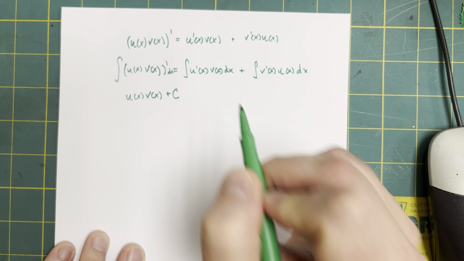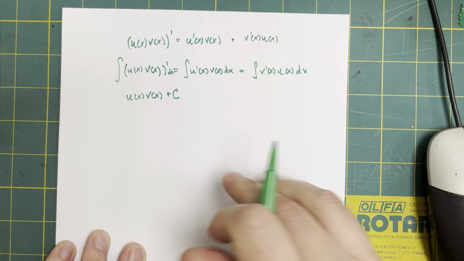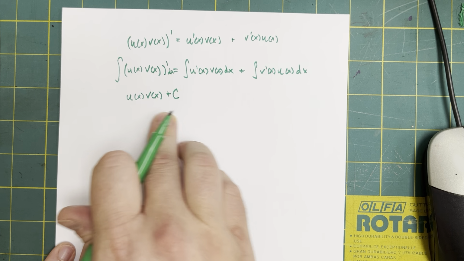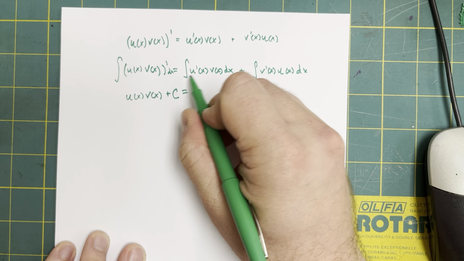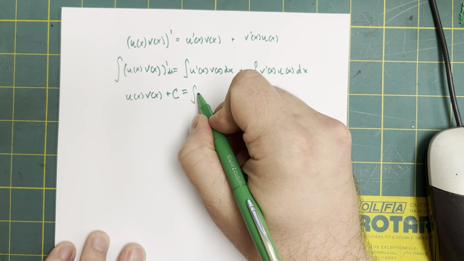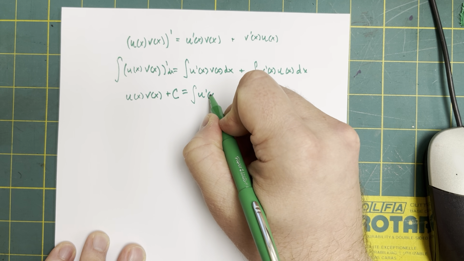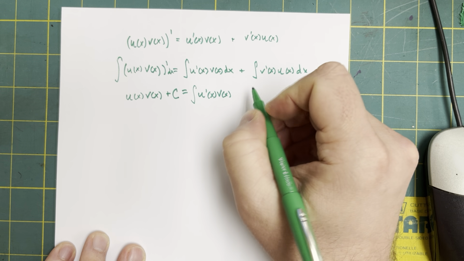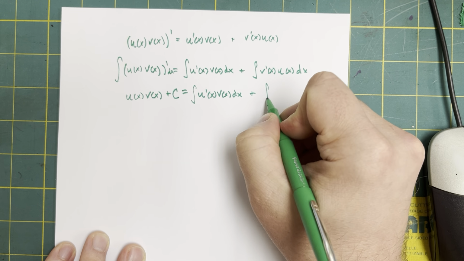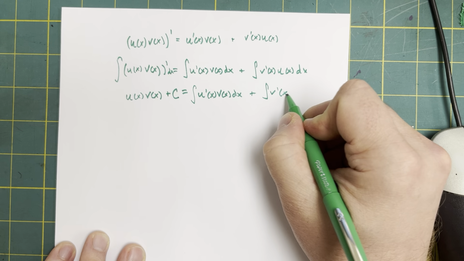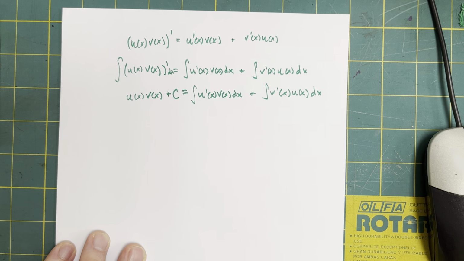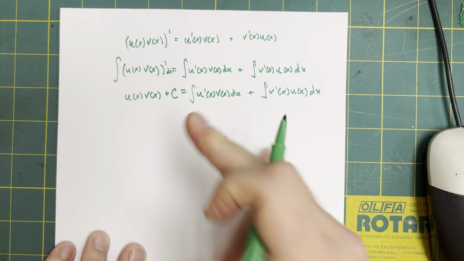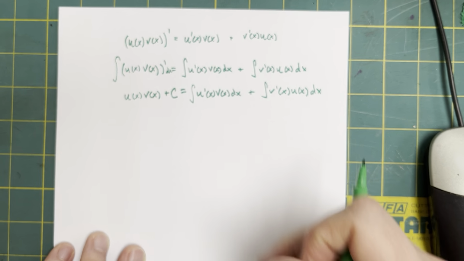plus some constant. We don't generally write the constant over here. And then over here we have the integral of u prime v plus the integral of v prime u. So we haven't taken these integrals yet. They don't have a plus c, but this integral does have a plus c.